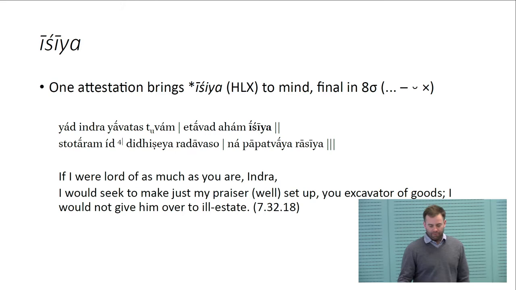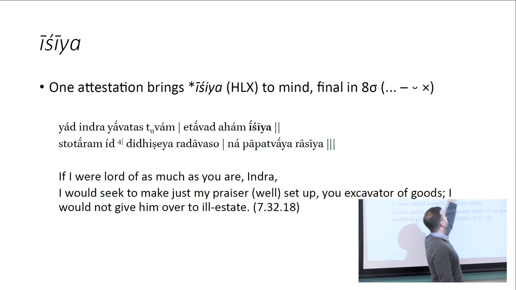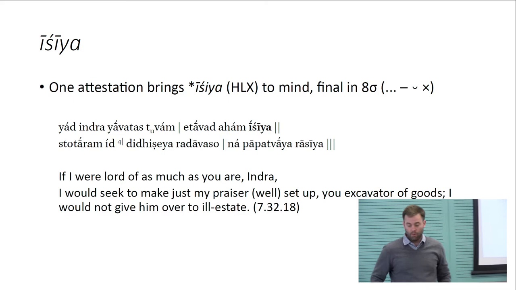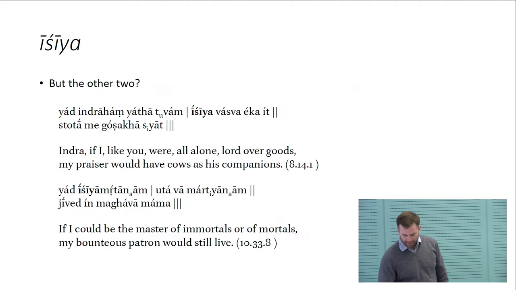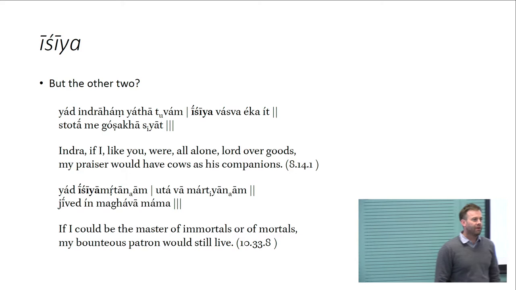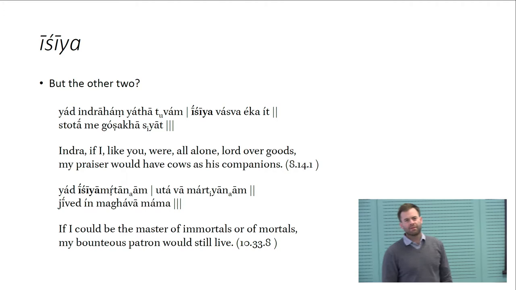The form is only attested three times in the Rig Veda. Here you see the first eight-syllable line, second, third, fourth, and it occurs at the end of an eight-syllable line where you expect eshiya, not eshiya. But if you look at the other two attestations, they're in the first half of an eight-syllable verse, where the meter is much less strictly regulated, and so people would not normally feel these to contribute much or any evidence one way or the other.